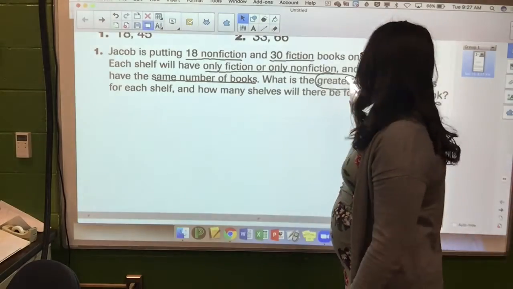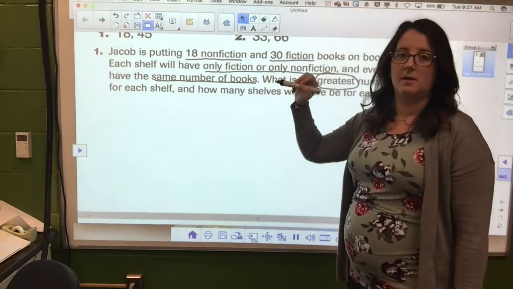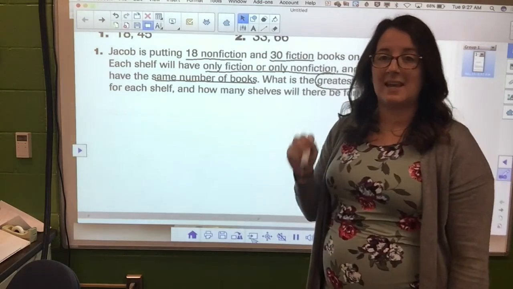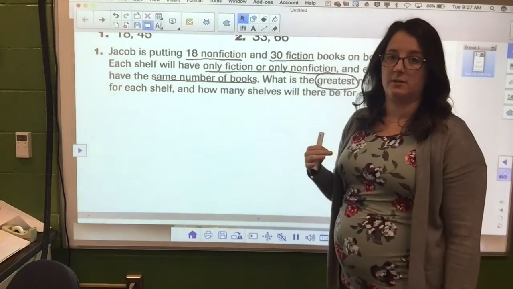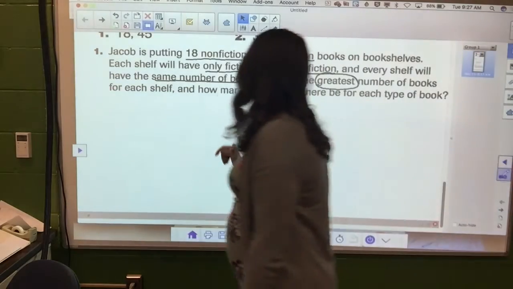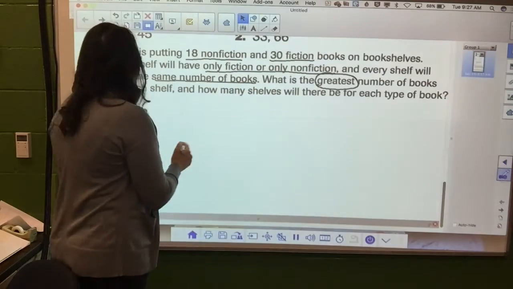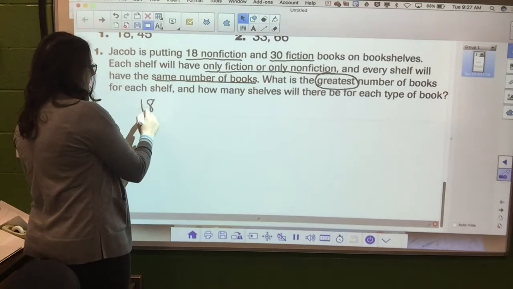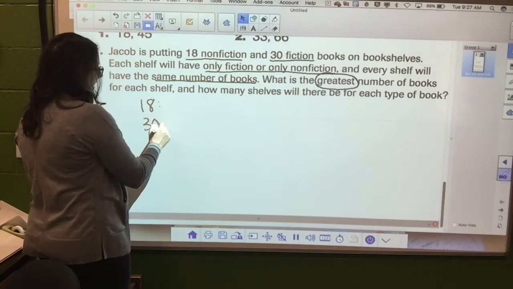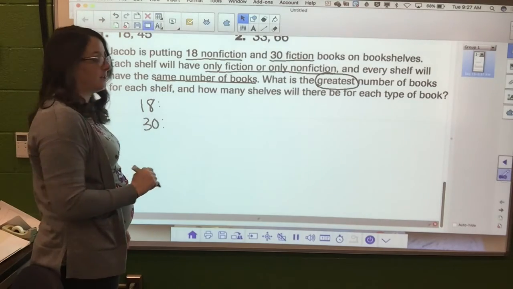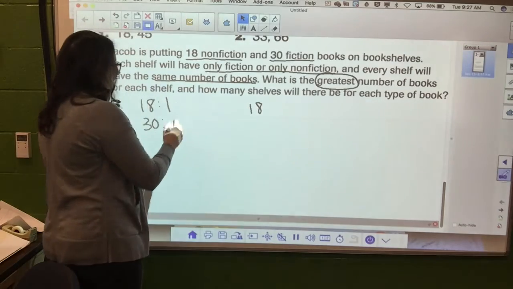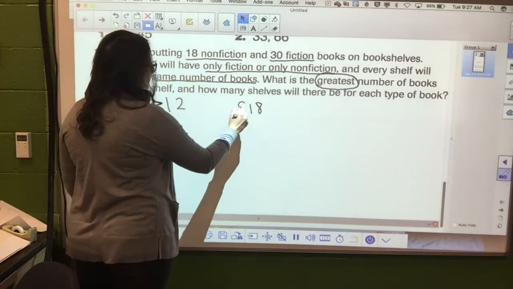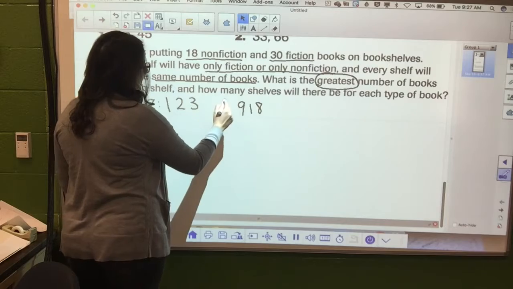So, I circled the word greatest because when you see greatest in a word problem, we're dealing with greatest common factor. That's the first thing we need to find. So our numbers are 18 and 30. And we're looking for the greatest common factor. 1 and 18. 2 and 9. 3 and 6.